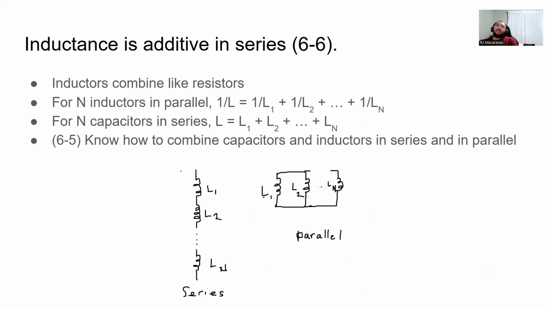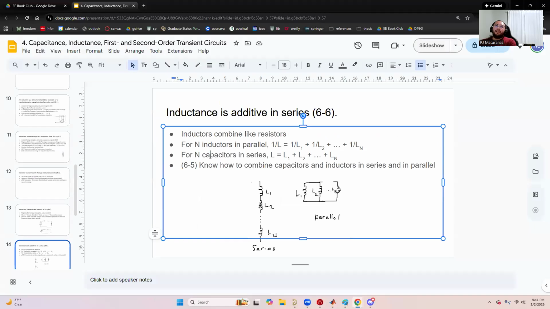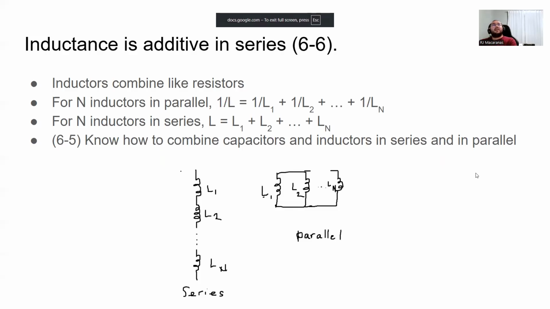Inductance is additive in series, much like resistance, and inductors actually combine exactly like resistors. If we have a bunch of inductors in parallel, you can find the equivalent inductance by taking the inverse of the sum of the inverses. For n inductors in series, you can find the equivalent inductance by just adding them all up.